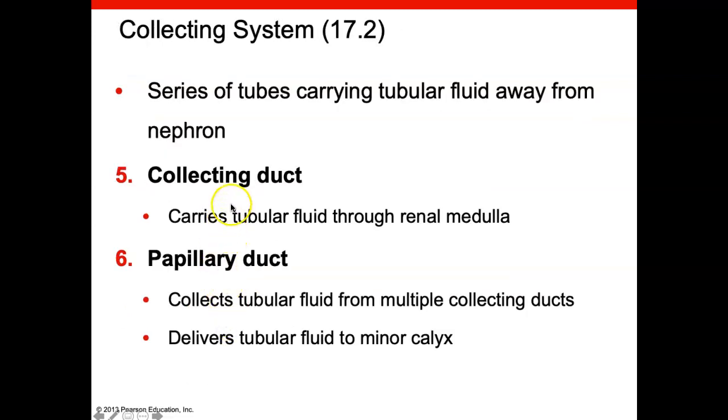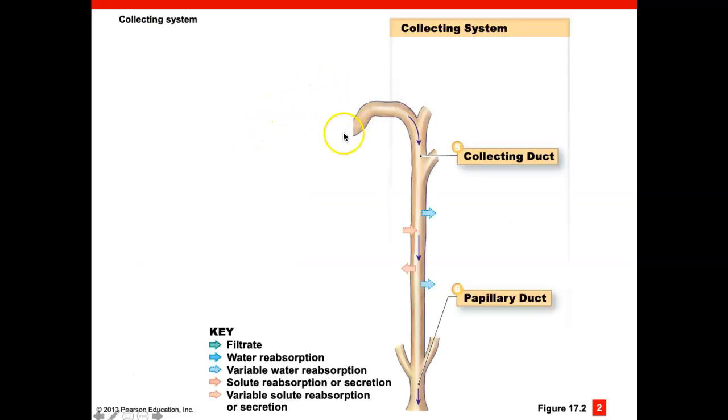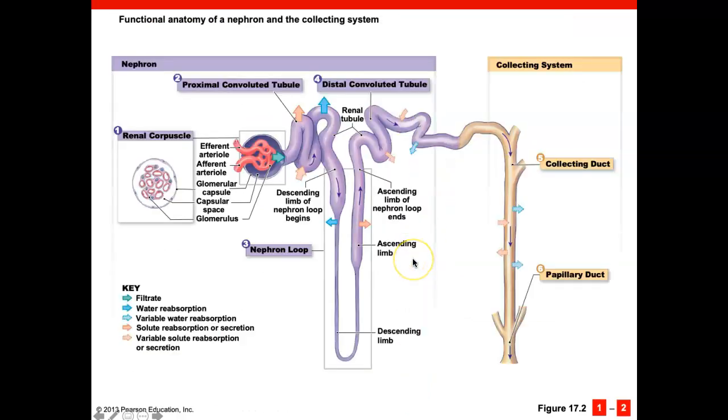Just past the distal convoluted tubule is what is called the collecting duct, and that will collect the urine. And then a papillary duct, not that important. So here's our collecting duct. So here's the whole unit, the nephron and the collecting system. So by the time it gets through the nephron, it is urine, and then the urine is simply collected and drains into the renal pelvis.